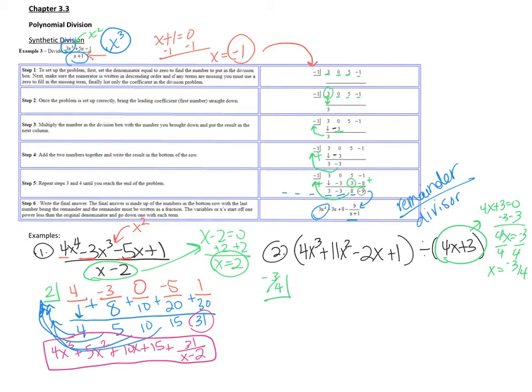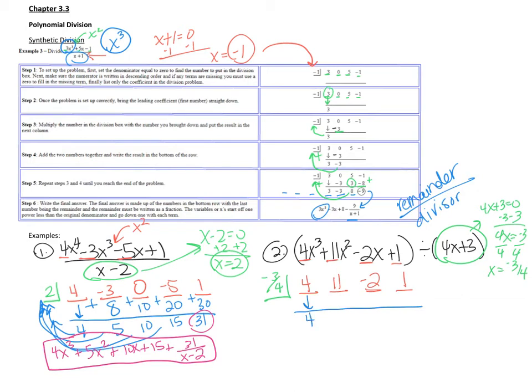Then I'm going to take my coefficients. So I start off with a 4 for my x cubed, 11 for my x squared, negative 2 for my x, and 1 for my constant. So this one I did not need to use any zeros because I was not missing any terms there. All right, so remember the first step when I'm done setting up is to bring down that first term, 4.